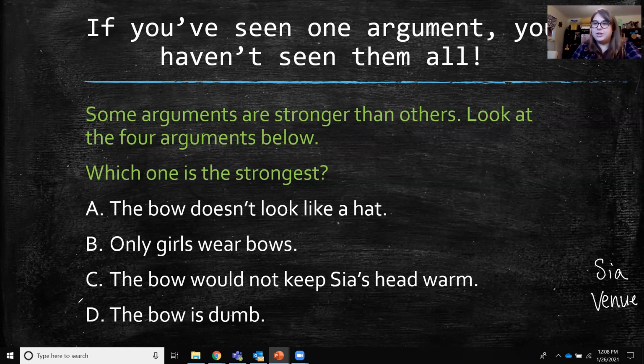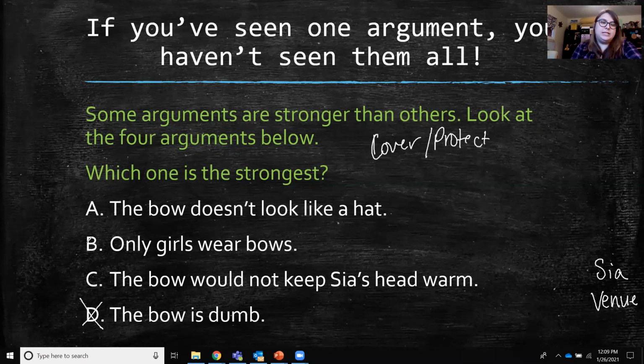So I want to look at these and I want to try to eliminate some. And I want to think back to my definition. My definition says that I need to cover and protect in order for it to be a hat. Well, I'm going to go ahead and eliminate D and B then. These are not really good arguments because number one, they have nothing to do with covering and protecting. Also, I don't think I would really be able to prove them. I can't prove that bows are dumb because this is an opinion word, so I can't really do a lot of proving with that. So that leaves me A and C.